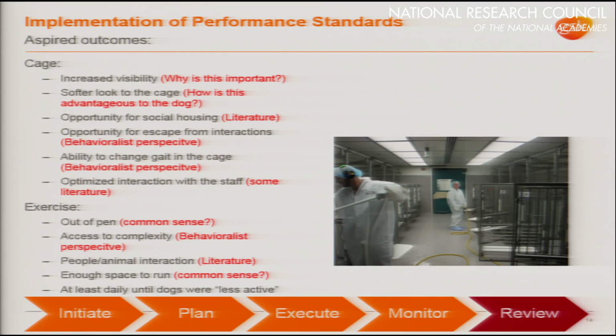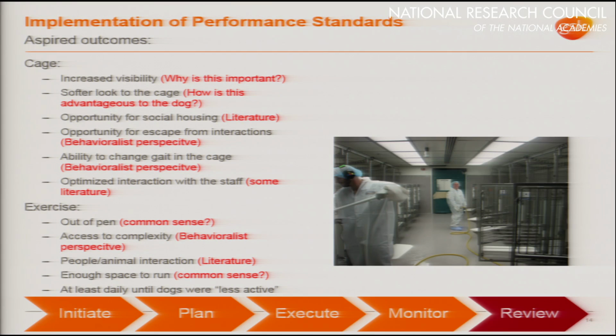How is this advantageous to the dog? The experts did say, we think this is a good thing for monkeys and dogs. But why? I know it does make it quieter when they do bark because the metal has a vibratory nature, but why? Opportunity for social housing. There was some literature about that, and also interaction with staff. There's a lot of information about that. The ability to change gait, we did accommodate that, and I think it's a good thing. And it was based on a behaviorist's recommendations.